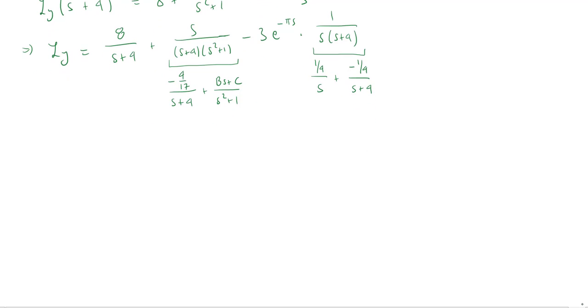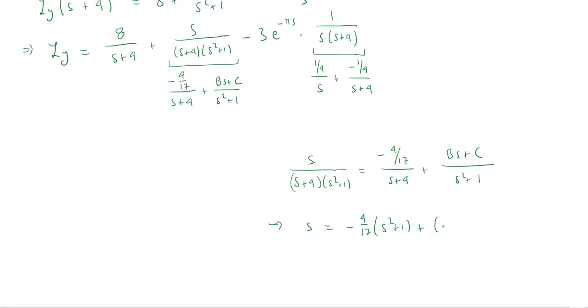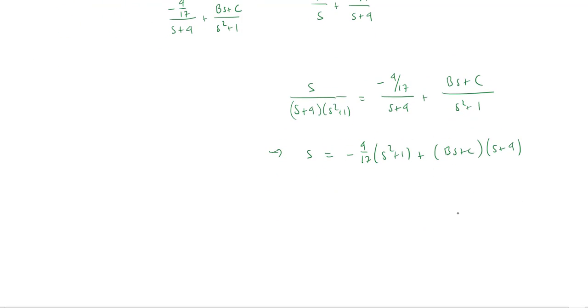And we better do a little side work. So I want to take s over s plus 4 times s squared plus 1 and rewrite it as something over s plus 4. Actually, we know it's negative 4 over 17 plus bs plus c over s squared plus 1. Okay, I clear denominators. So I get s is equal to negative 4 over 17 times s squared plus 1 plus this linear piece, bs plus c, times s plus 4. And my goal is to find the b and the c.